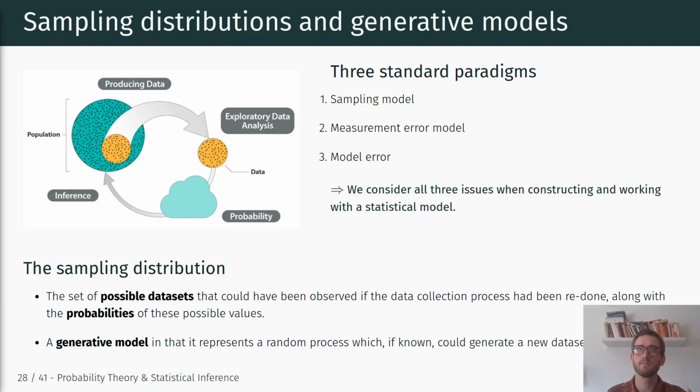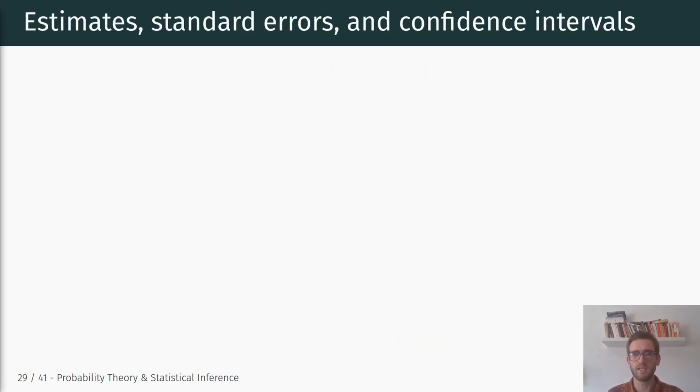Therefore, ultimately, we think about this sampling distribution as a generative model that, if we knew it, it's not observed, but if we were able to observe it, or if it was known, we could just generate new data sets for our analysis. Okay. All right. So in that context, we want to define a couple of key concepts that we mentioned before. Particularly estimates, standard errors, and confidence intervals.